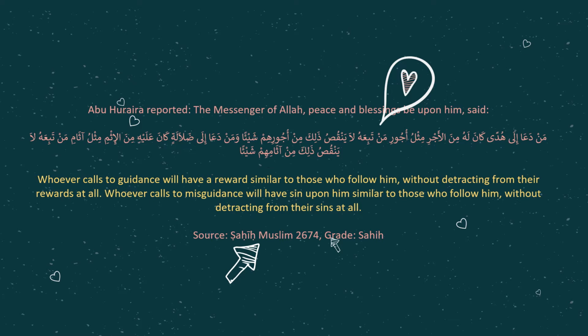Okay, so this hadith would like to emphasize be careful in our actions, because we never know if our actions will be followed by others. If it is good things, alhamdulillah, we are going to get double rewards, but if it is a bad thing, be careful because our sins also will be doubled.